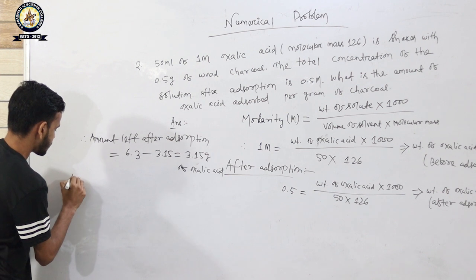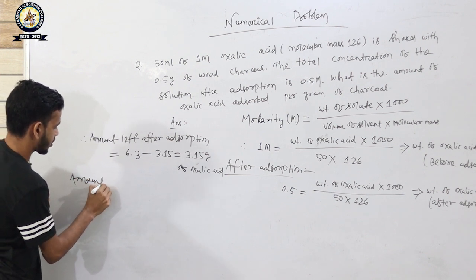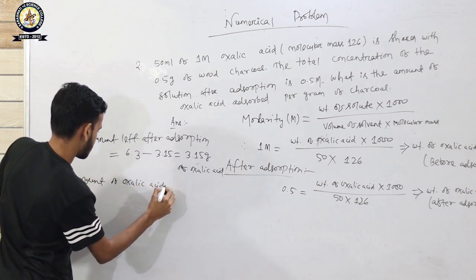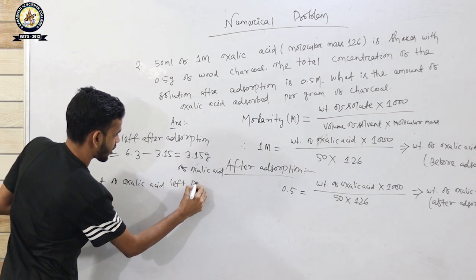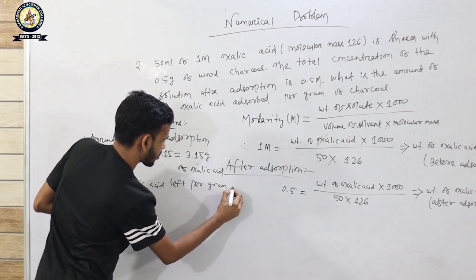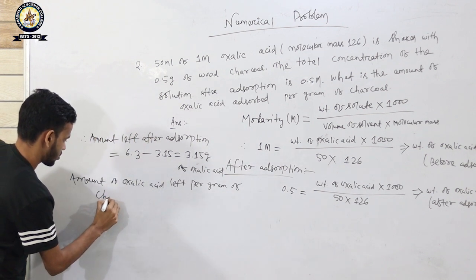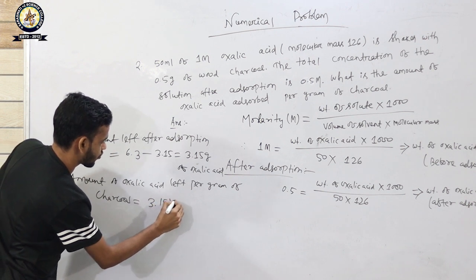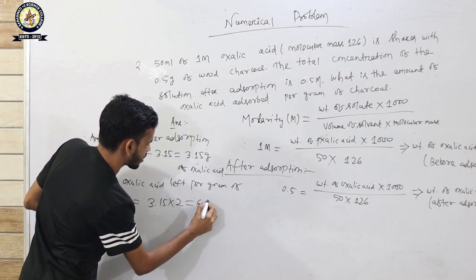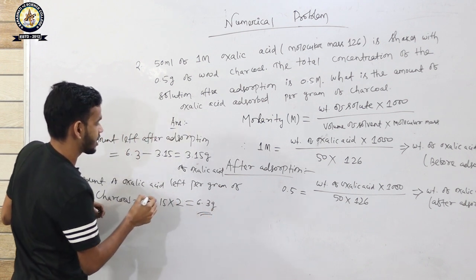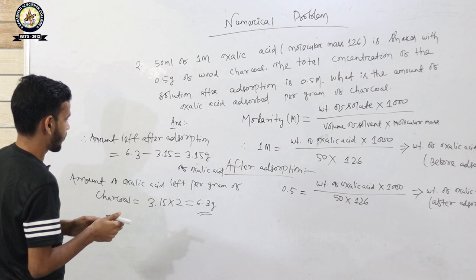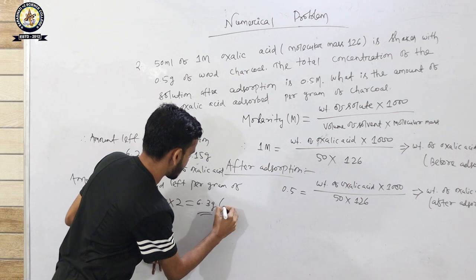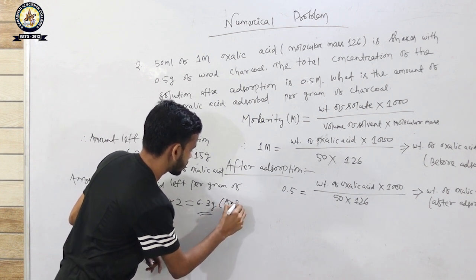So if we calculate what is the amount of oxalic acid that is left per gram of charcoal, then we take 3.15 and multiply by 2, and we get the amount of oxalic acid that is left after this adsorption per gram of charcoal. So that is 6.3 gram of oxalic acid. So this is the answer.